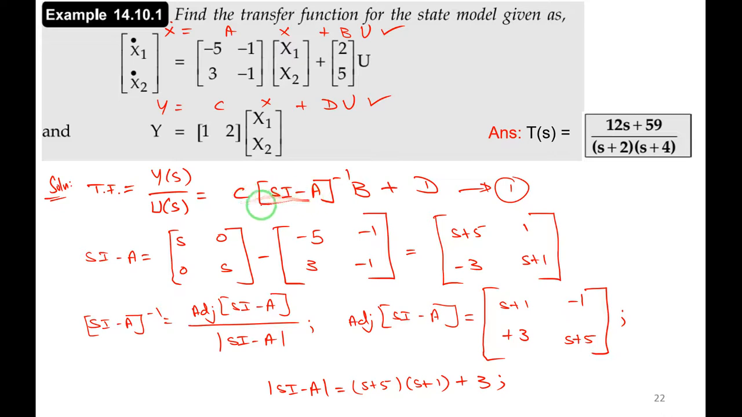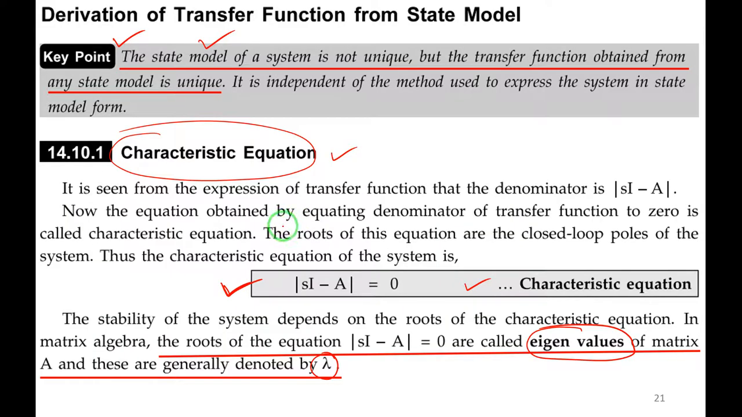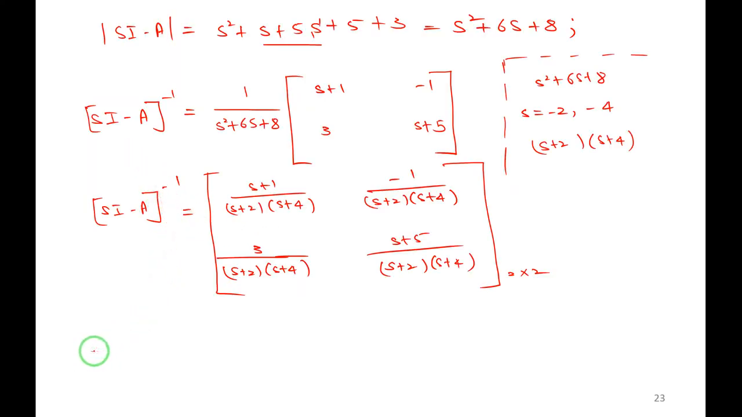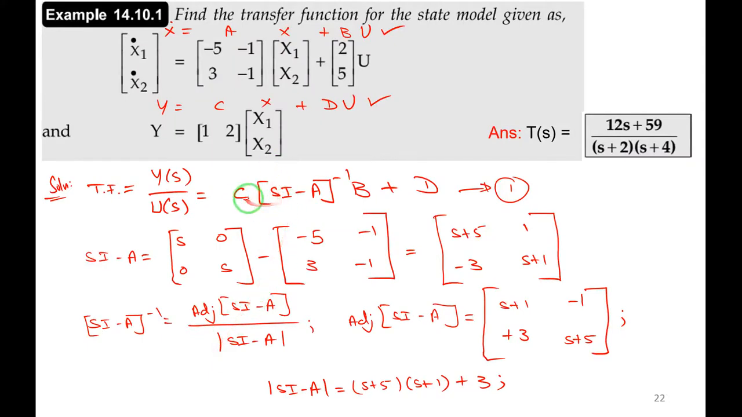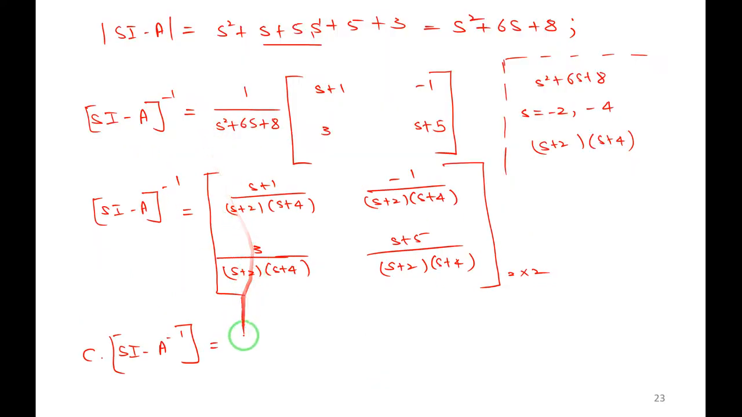First we'll do C into (sI minus A) inverse. I am doing this part, C into (sI minus A) inverse. What is the C matrix? The C matrix is 1, 2, this one. You can observe here, this one is the C matrix, 1, 2, right? Let me write it, 1, 2. Only one row, 2 columns.